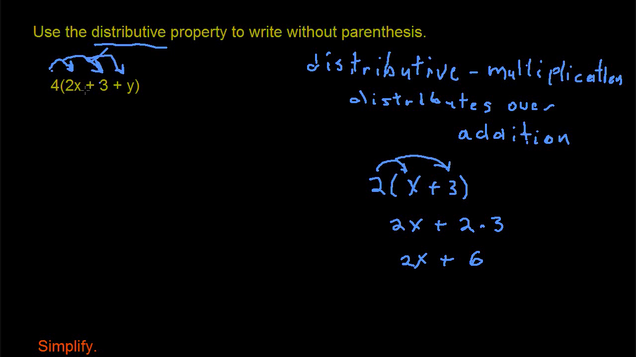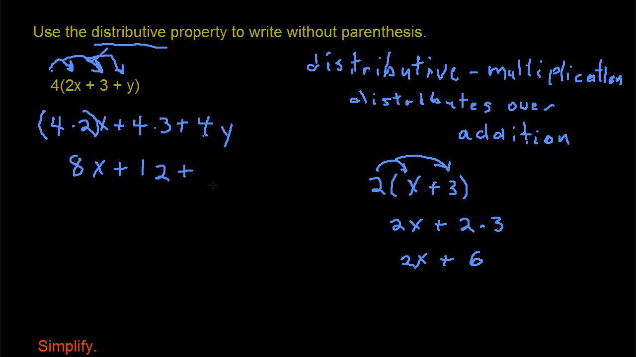Now in our problem, we need to distribute over 3 additions. And so we need to multiply the 4 times 2x, and also 4 times 3. And each time we put in the addition, and 4 times y. And let's simplify that. 4 times 2, using the associative property, we can do 8x plus 4 times 3 is 12, and plus 4y.